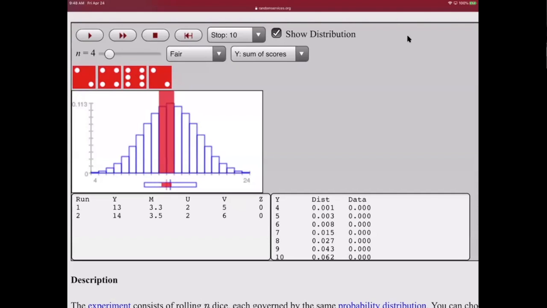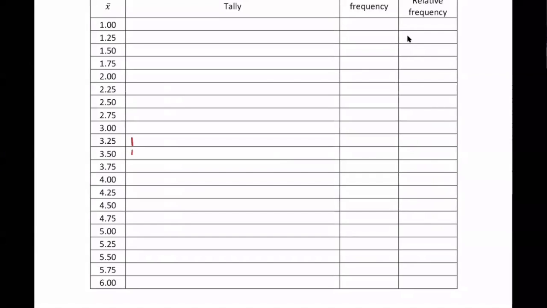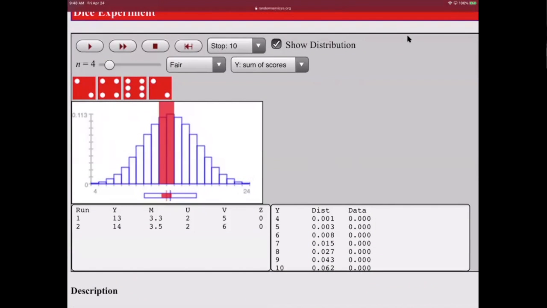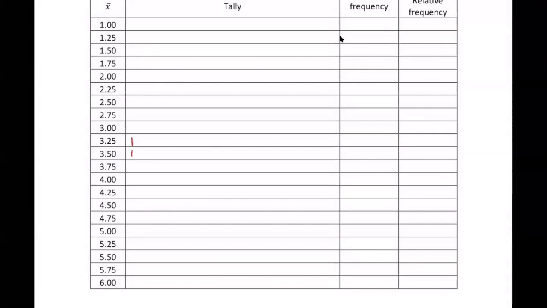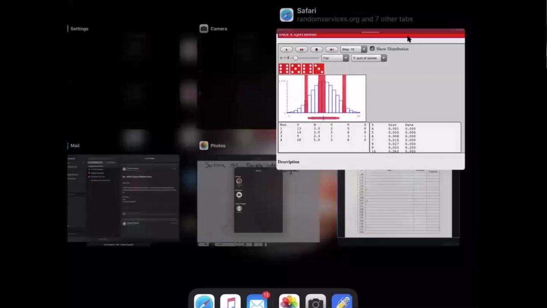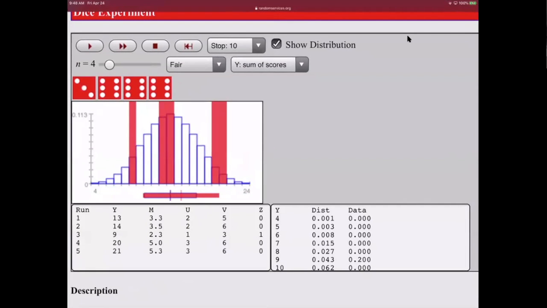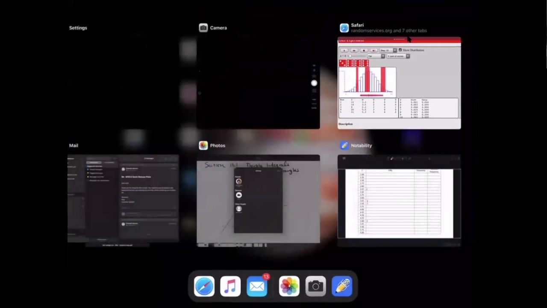Here's another one. It comes out as a 3.5, so we'll mark the tally there. It's going to take a long time. 2.3, I'm having questions about doing it this way. 2.3 is really 2.25. Another one. This one comes out as a 5. Wow, okay, a 5, we'll do a tally. Next one, 5.3. Wow, that's 5.25 actually.